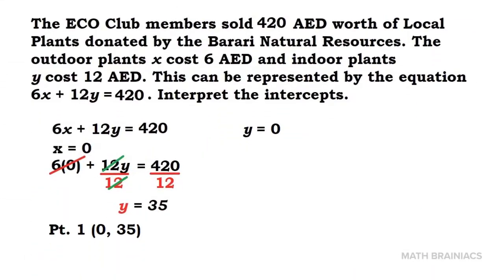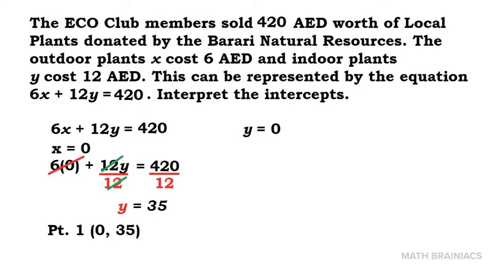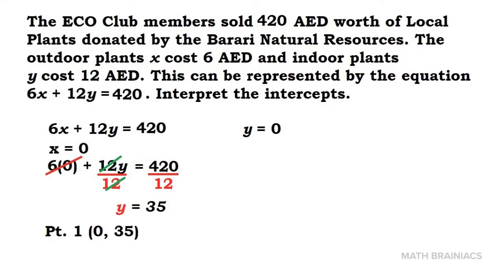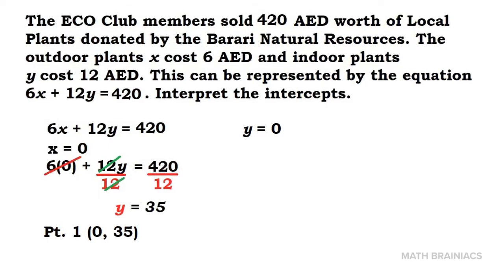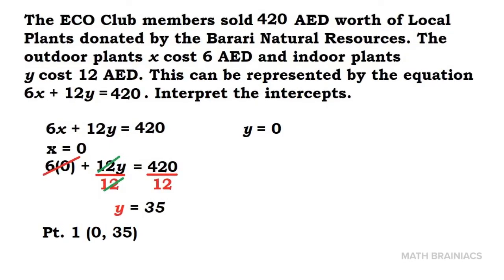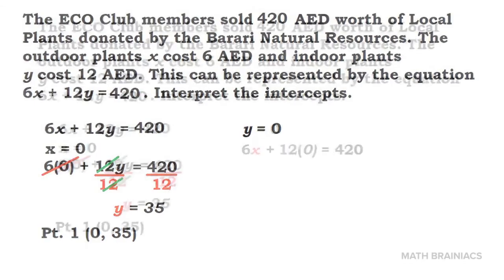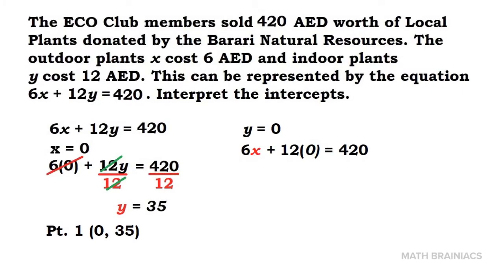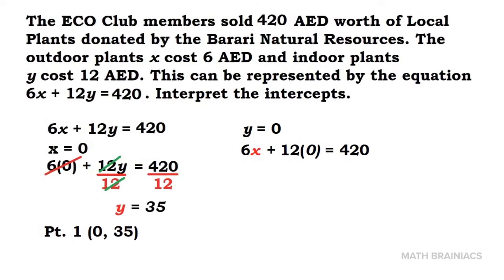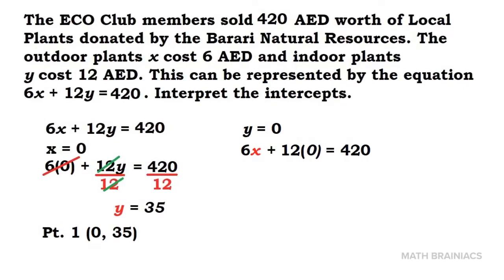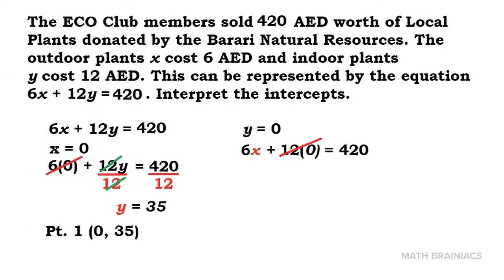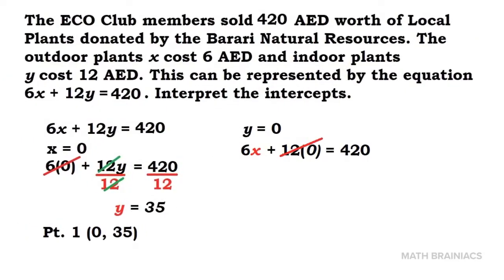Our first point is when x is 0, y is 35. Therefore, point 1 is (0, 35). We finished setting x to 0. Let us set y to 0. Substituting the value of y into the equation, it will give us 6x + 12 times 0 = 420. We can cancel out straight off the 12 because it is multiplied by 0.